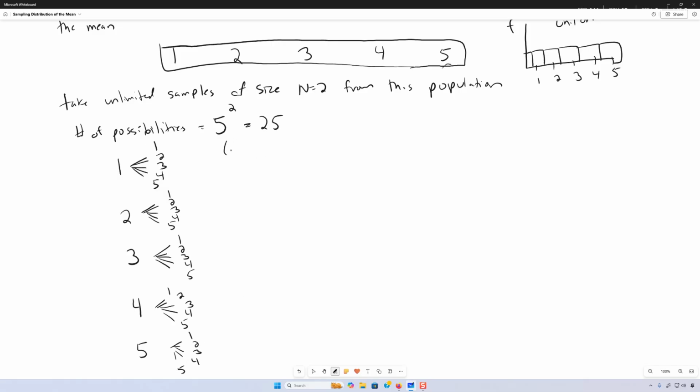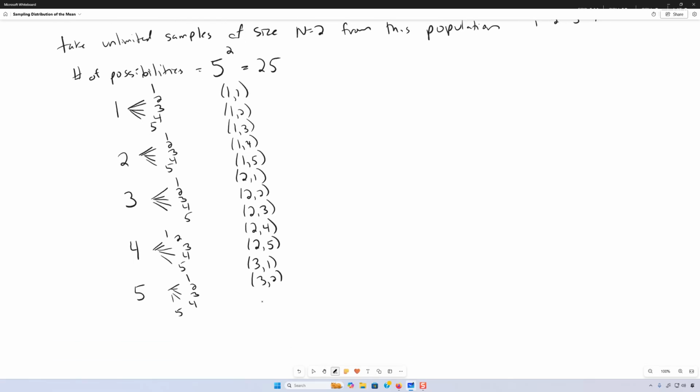First sample is 1 and 1. Then I have 1 and 2, 1 and 3, 1 and 4. So all I'm doing is copying from the tree. 2 and 1. And I'm making the entire sample space like I did last time with the heads and tails, where I did the multiple trials. I'm putting every possibility, which is creating the entire sample space. And then we're going to look at what happens when I look at sample means.